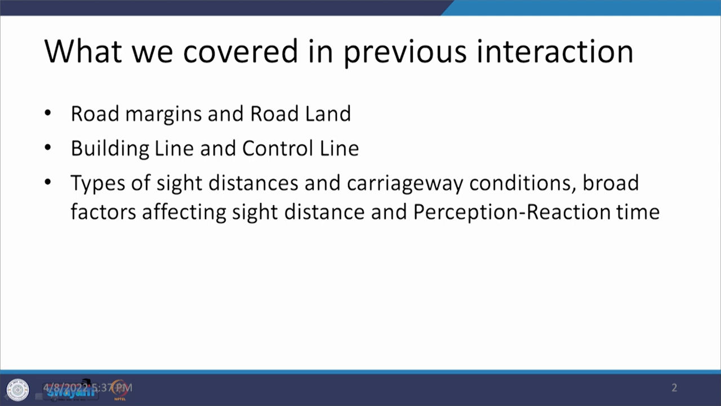After that, we started our discussion on the various side distances, and the very first thing which we discussed was to examine and categorize the various types which are there. Then we looked at the broad categorization of the factors which affect the side distances, and finally we were talking about the first factor, that was perception reaction time.